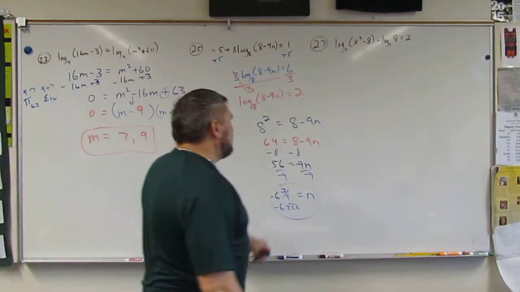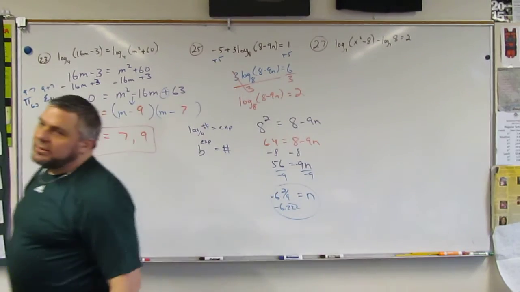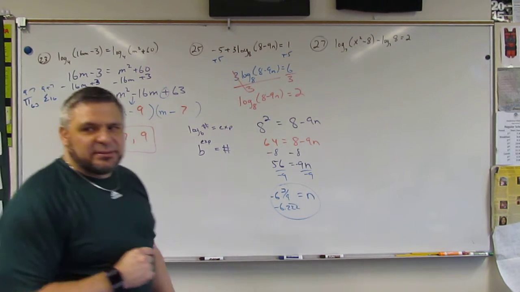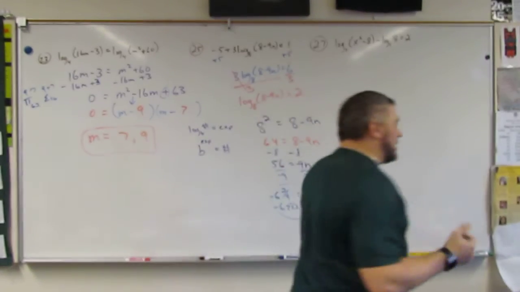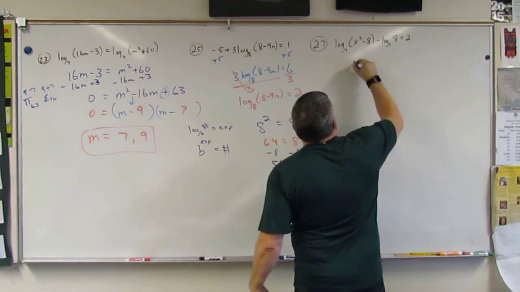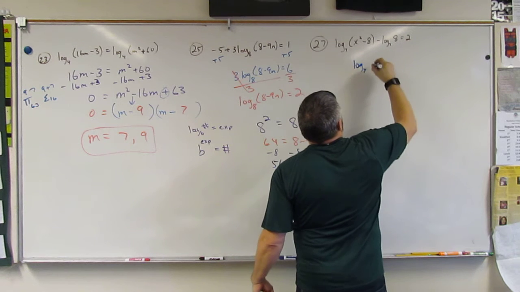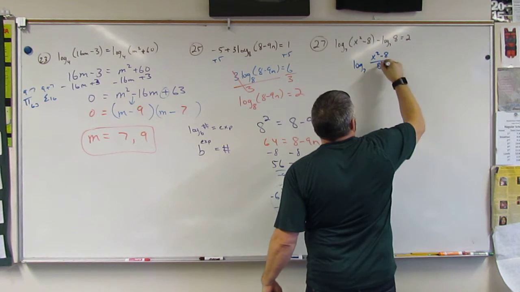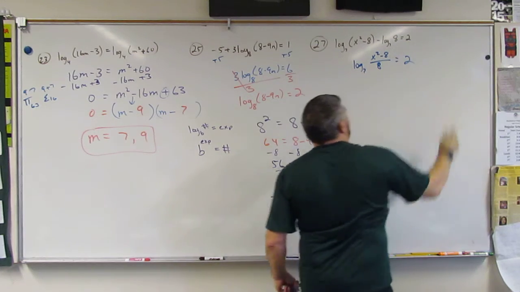Alright, cool. Next. We've got to get those logs together. What happens when we subtract? Divide. There we go. So we've got log base 7 of x squared minus 8, divided by 8, equals 2. Okay?